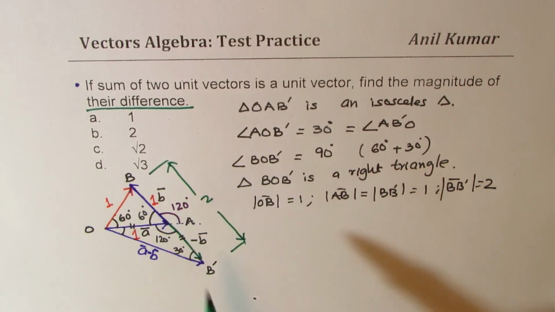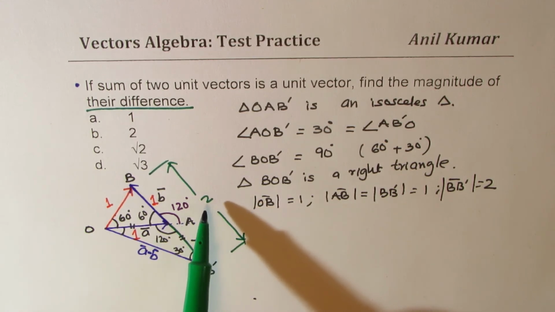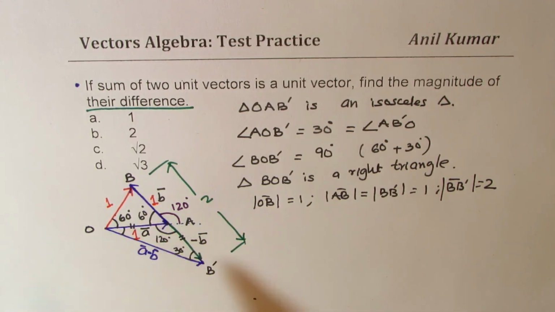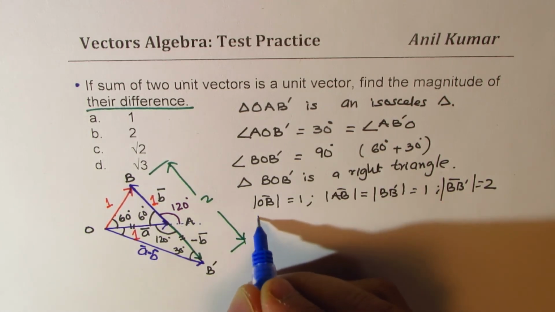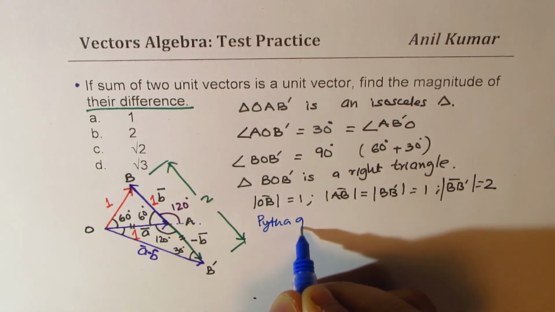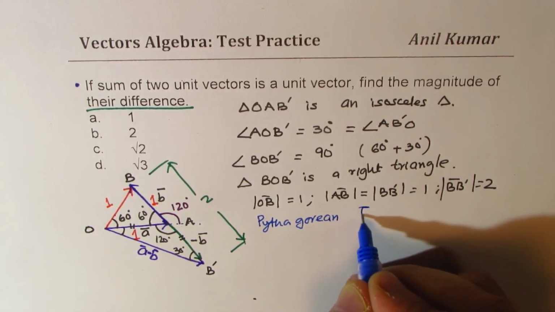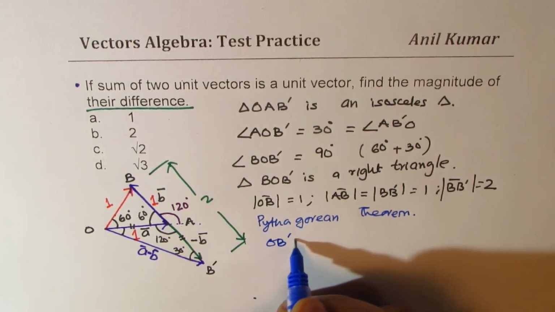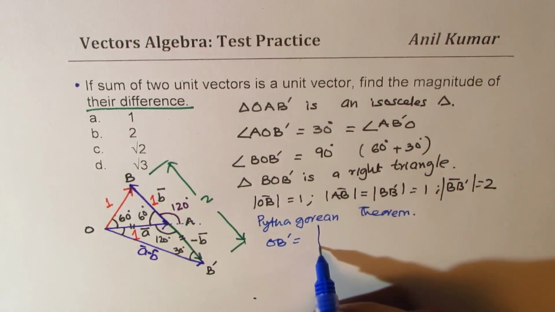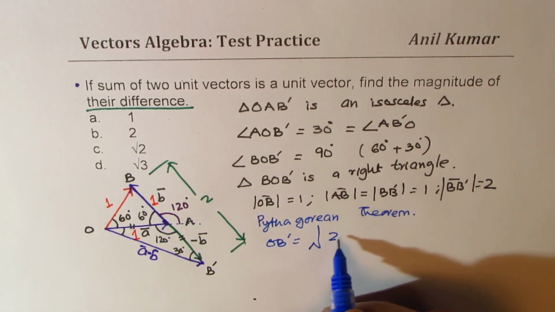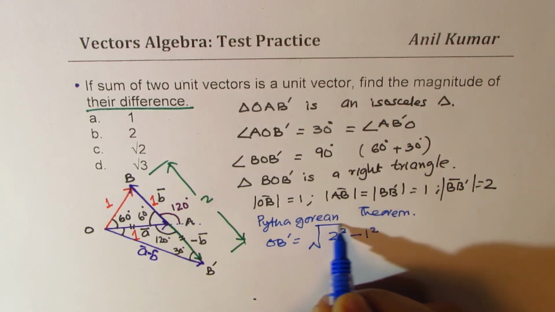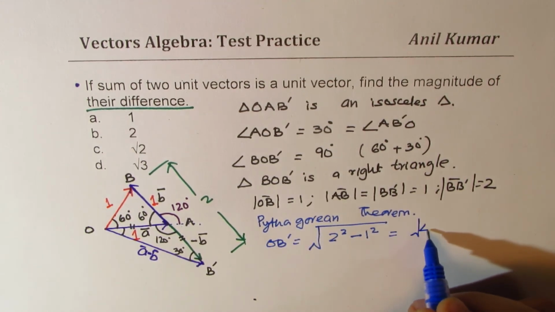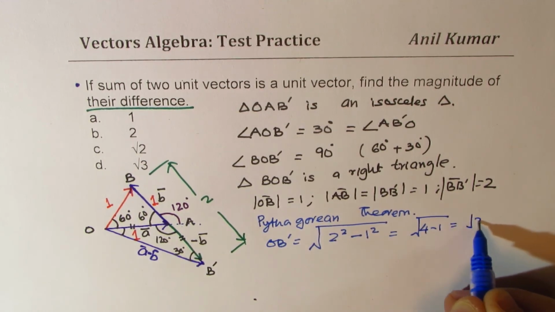And this is 1 unit. And we have a right triangle right there. Perfect. 2 is the hypotenuse. Correct? 2 is the hypotenuse of this right triangle. So we can apply the Pythagorean theorem. And we can find that OB dash is equal to square root of 2 square minus 1 square, which is square root of 4 minus 1, which is square root of 3.